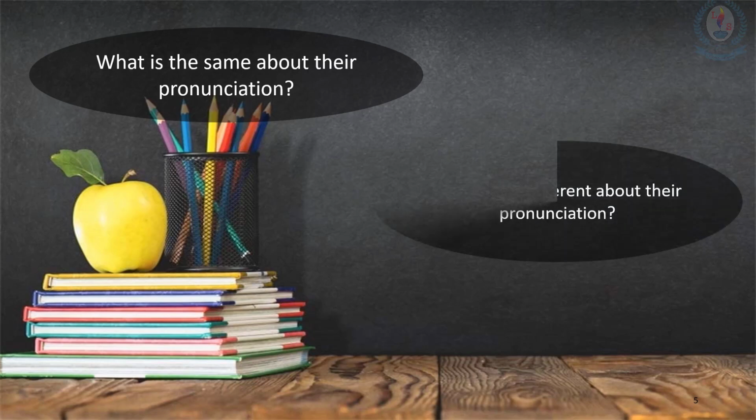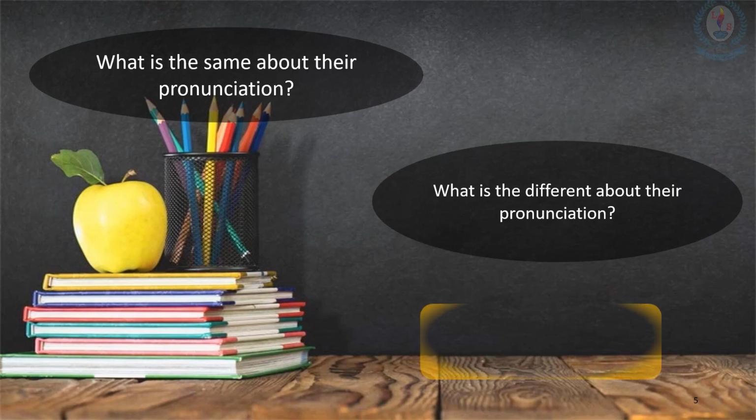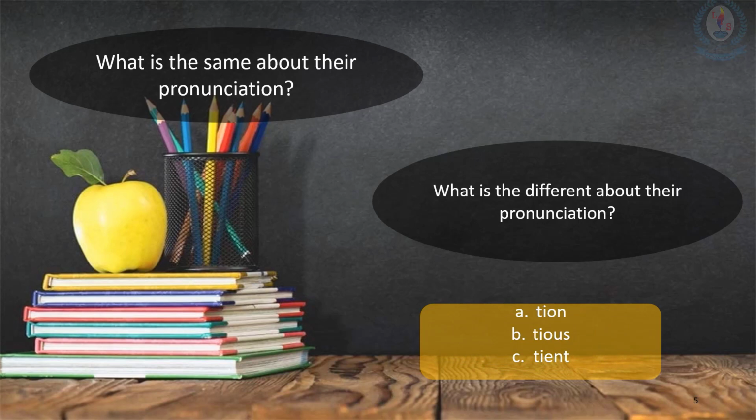Okay, now tell me, what is different about their pronunciation? Right. Each word has a different ending. Look at this. Shun, shus, shunt. These words represent groups of words that have a silent T and a T-I spelling combination that produces a SH sound.